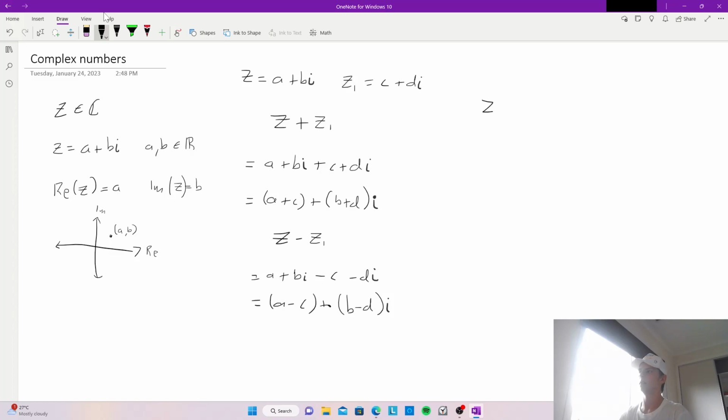So we'll just let Z3, which is a complex number, equal 5 plus 6i. 5 plus 6i. And then Z4 can be equal to 3 minus 7i.